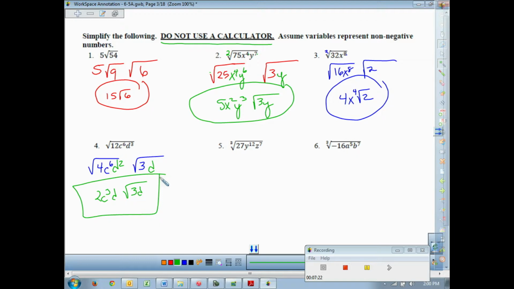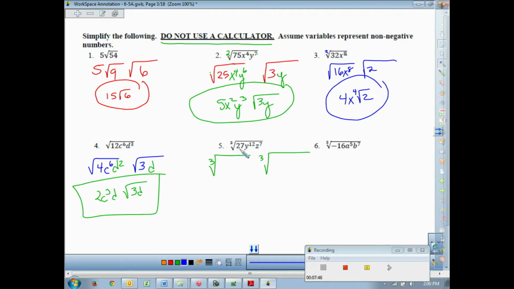Righteous? Pretty simple so far. Feeling good? Next one. Watch the root. What kind of root is it? Cube root. Split it up into 2 cube root radicals first. Well, I guess I should really say this. You don't always have to split it up into 2 cube root radicals. First, you want to look at all the stuff underneath there and see if they're all perfect cubes or not.